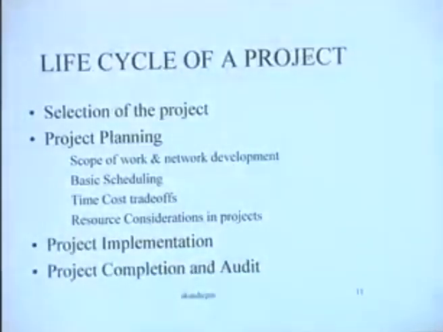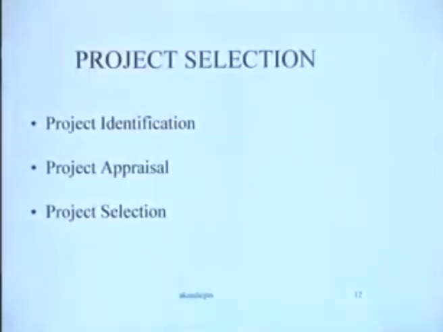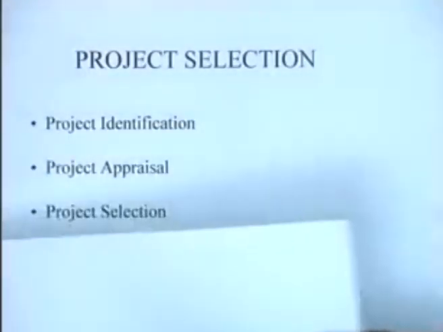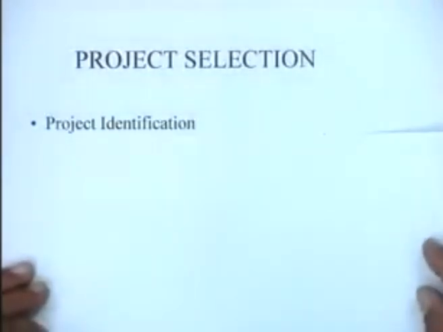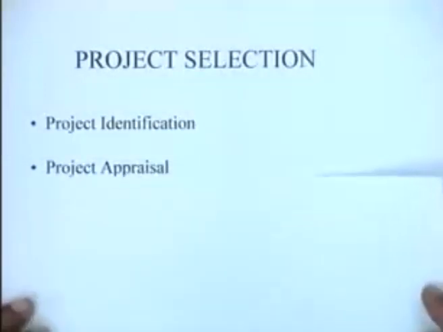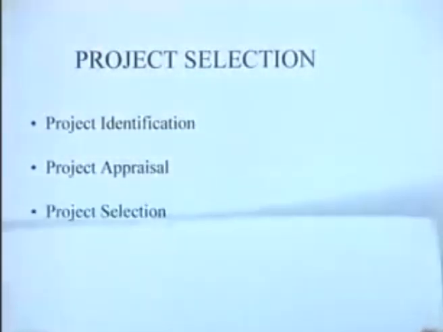Now let's look at each of these stages in a little greater detail, because that is exactly the job of project management. So during this course of project management, we'll look at, for instance, project selection, which is the first phase. We already talked about project selection. It essentially involves three things: project identification, identification of new projects, their appraisal, and finally the selection of the best project.